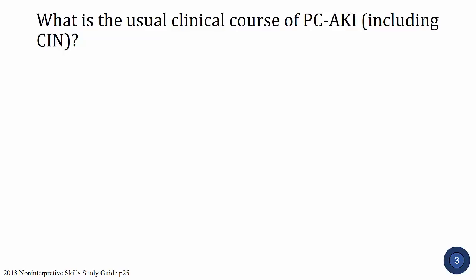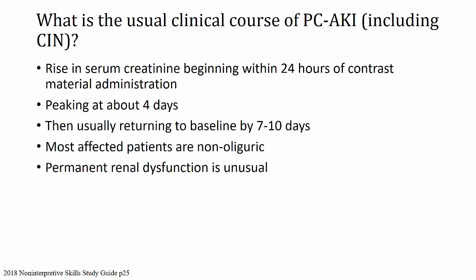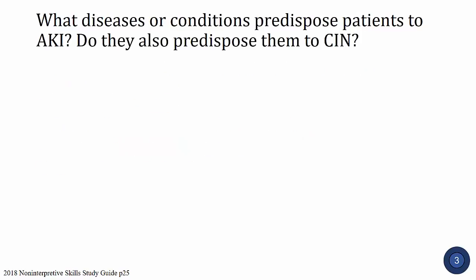Next question, what is the usual clinical course of post-contrast acute kidney injury, including contrast-induced nephropathy? Well, the clinical course is usually a rise in serum creatinine beginning within 24 hours of contrast material administration, peaking at about 4 days, and then usually returning to baseline by about 7 to 10 days. Most affected patients are non-oliguric, and permanent renal dysfunction is unusual. Next question, what diseases or conditions predispose patients to acute kidney injury, and do they also predispose them to contrast-induced nephropathy?